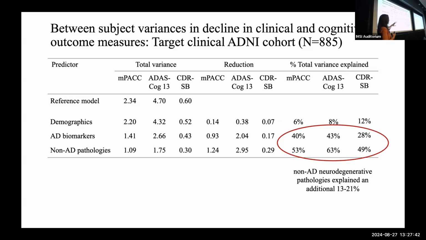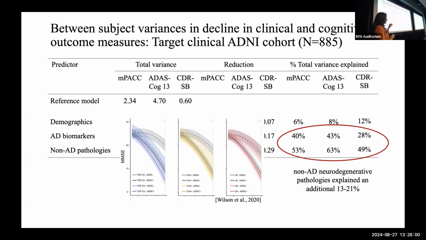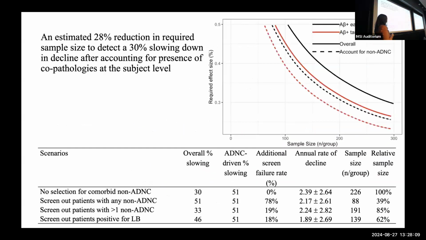And what we observed is that with the AD-related pathologies, we can explain a bigger portion of the variance in cognitive decline, but the non-AD co-pathologies explain an additional 13 to 21% of the variance in their cognition. And one of the strongest co-pathologies was the Lewy body pathology, which was consistent with previous autopsy studies.